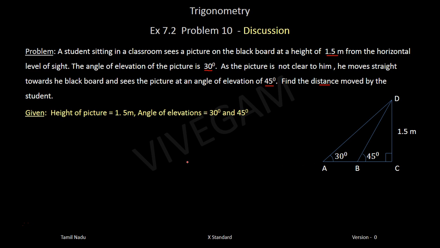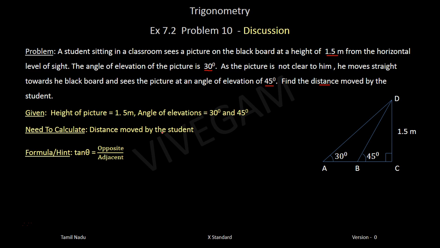Let's list out. Height of the picture is 1.5 meter, angle of elevation is 30 degrees and 45 degrees. We need to calculate the distance moved by the student. And as I was explaining, it is tan theta which needs to be used in this problem, and tan theta is opposite by adjacent. So let's go into the steps. First step, as usual, we need to draw a rough diagram, label and mark the diagram with the given values. So that's what we did.